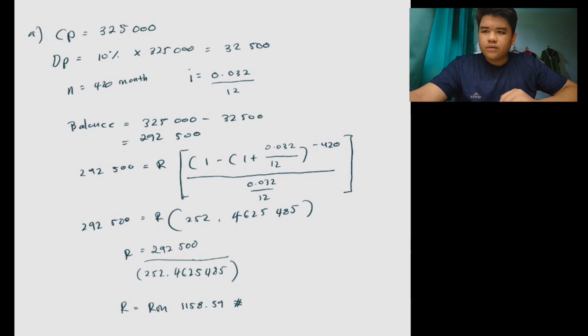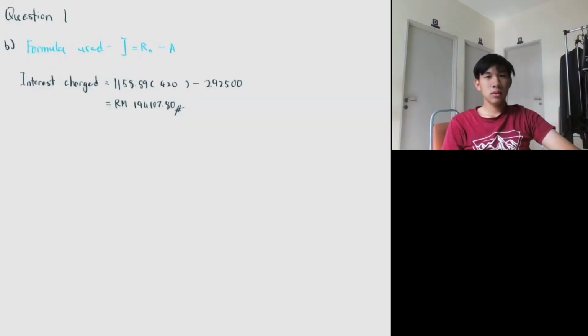First step you need to do is find the balance after 10% was deducted from the cash price. After you got the balance, insert all the information including the balance that you got into the present value formula. After that, solve the question until you get the total monthly payment that equal to RM1158 and 59 cents.